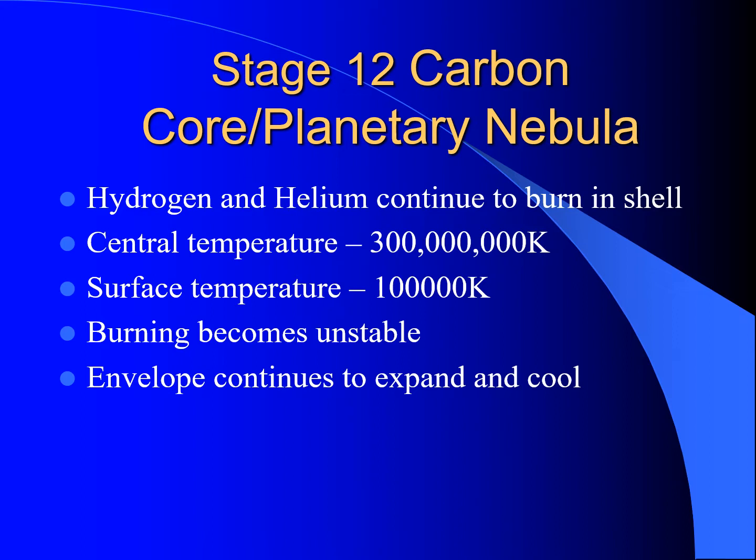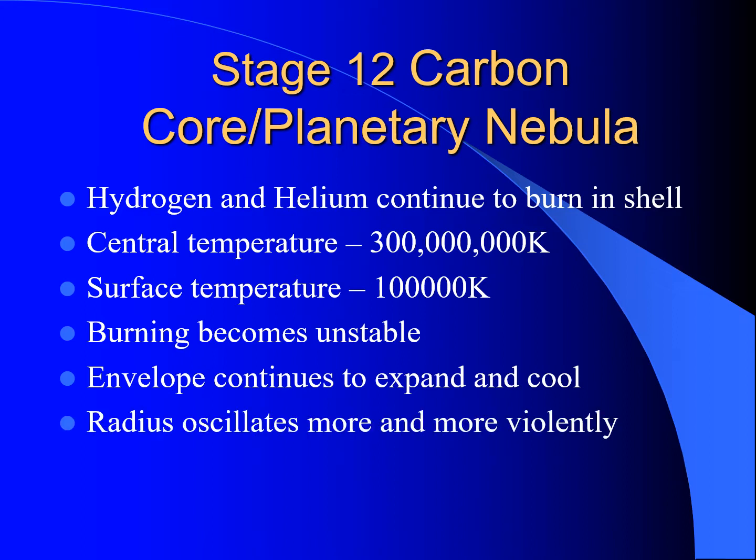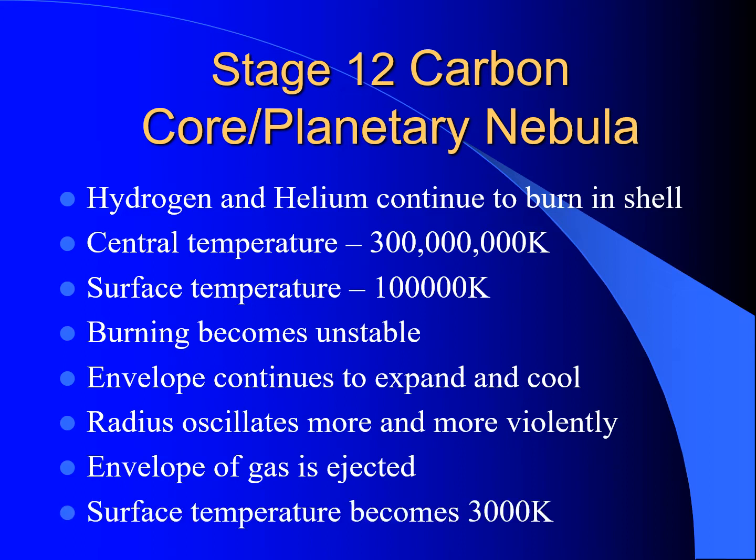what we have is this, the radius of the star oscillating more and more violently. As this continues to happen, eventually the gas that's surrounding the star, all of that hydrogen gas that's around the star, is going to actually explode outward or be ejected outward. Okay, and this is what we call the planetary nebula, the carbon core planetary nebula.